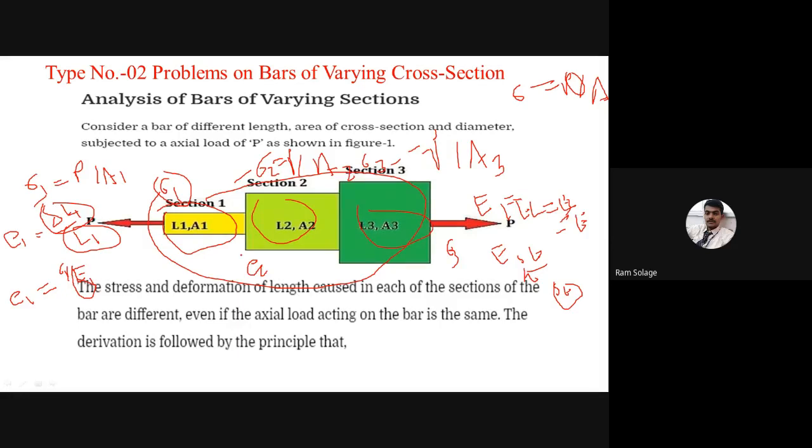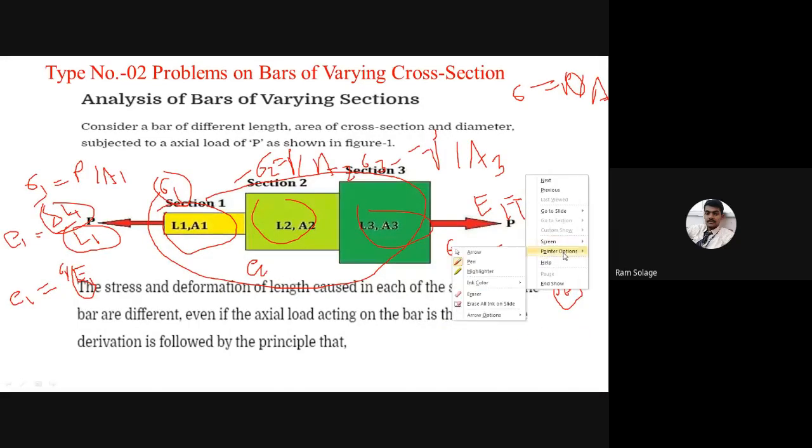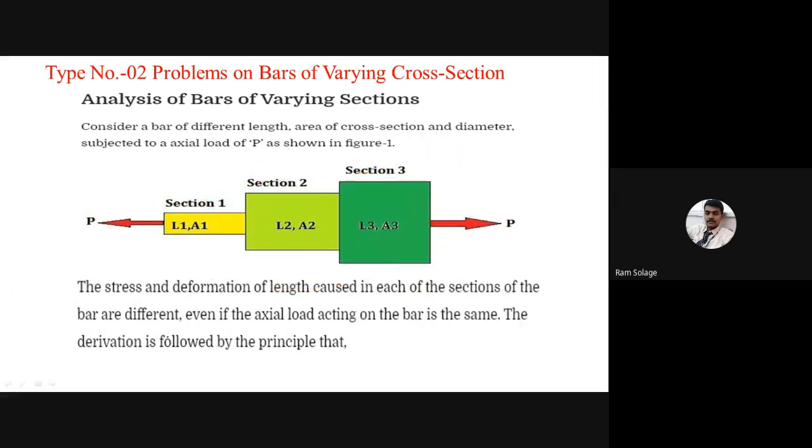Now I think we know how to calculate the stress and strain. Now this is the theory part. This is a very simple theory. They are not asking it in examination, but write down some theory related to problems on bars of varying cross section. This is the theory part useful for solving the problems.